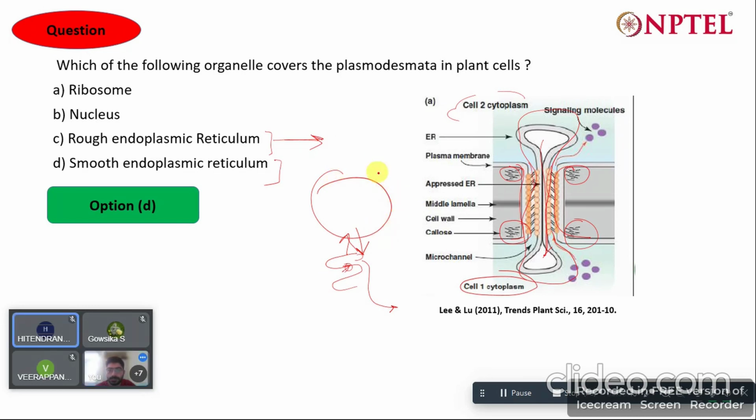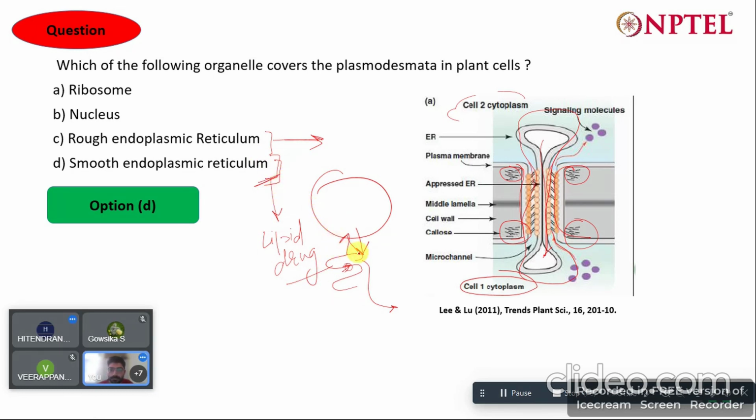Yes, sir. And if we are talking about the smooth endoplasmic reticulum, it can be near or away from the nucleus, because it has no role in protein synthesis, but it has a role in lipid synthesis and drug detoxification, like those. So it's not necessary for smooth endoplasmic reticulum to be present near the nucleus.